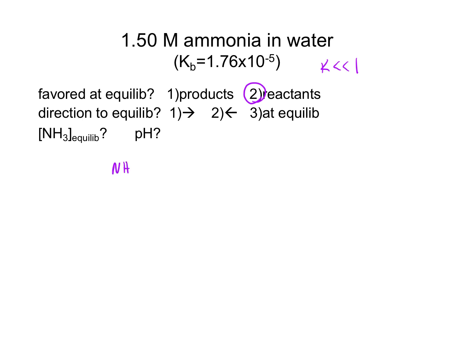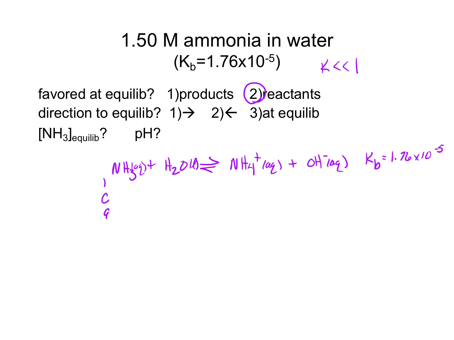So I want to write ammonia plus water in equilibrium with the ammonium cation plus hydroxide. These are all aqueous, by the way, except water, which is liquid. Again, this has a Kb equal to 1.76 times 10 to the minus 5. If I think about an ice table here, I have an initial 1.5 molar of ammonia. Nobody cares about the liquid water, sorry, buddy. And I have 0 of the others.